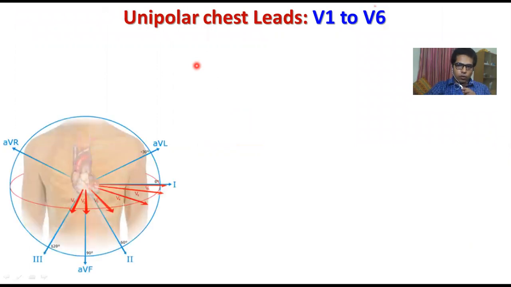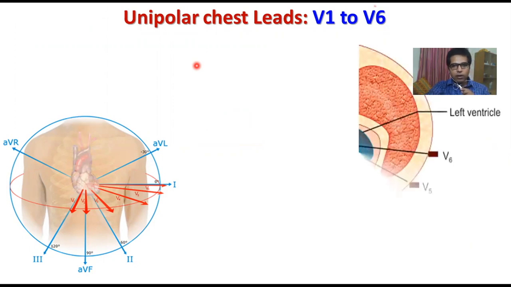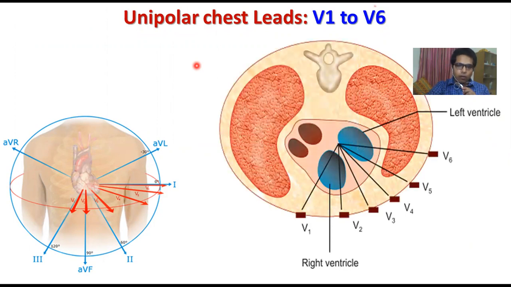I have already told you this unipolar chest leads record the electrical activity of the heart along the horizontal plane or transverse plane, or anteroposteriorly. Whereas the limb leads, that is lead 1, 2, 3 and AVR, AVL and AVF, they record the electrical activity of the heart along the frontal plane.